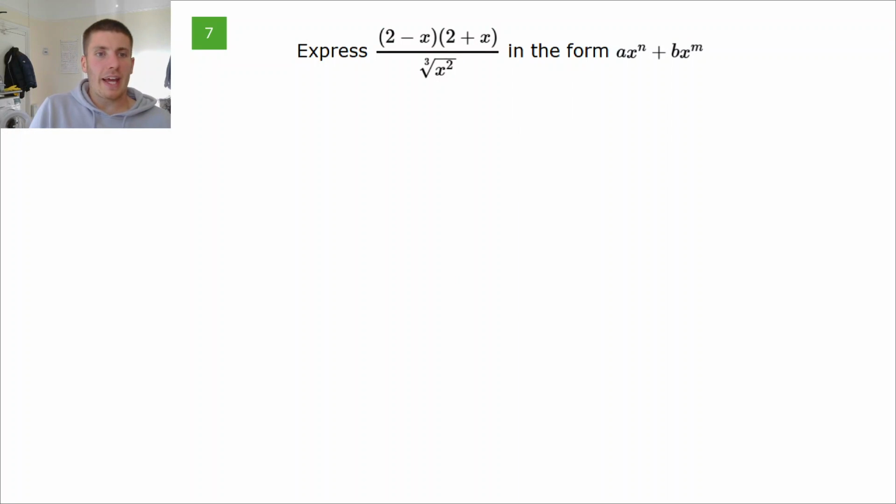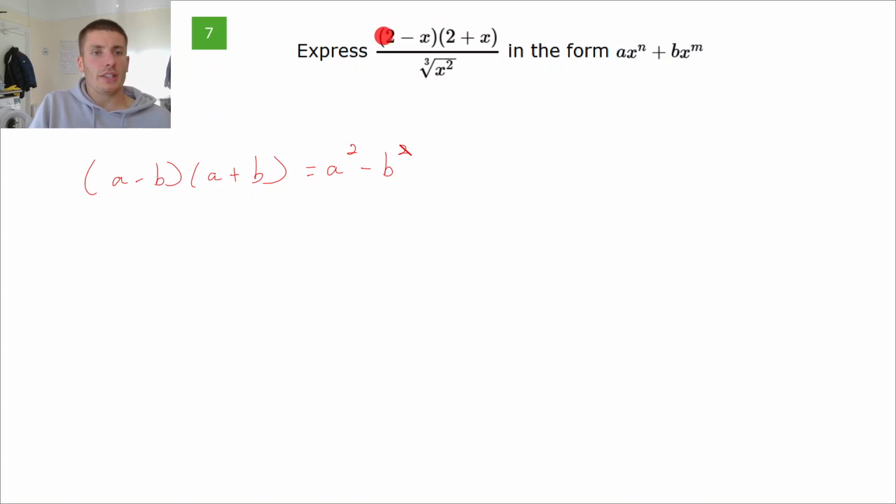Question number 7. Again, we've got a numerator and a denominator. You want to write it as two separate parts. Let's begin by looking at the numerator. And actually, if you spot, this is currently written as the difference of two squares. Something that we do need to know is that if we have something like this, a take away b, a plus b, that is the difference of two squares. And you can write that as a squared take away b squared.